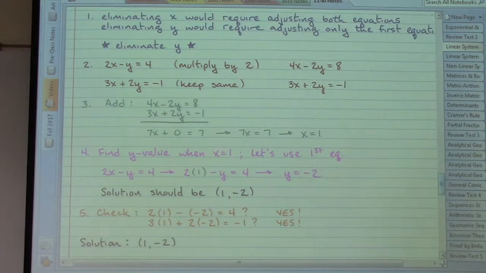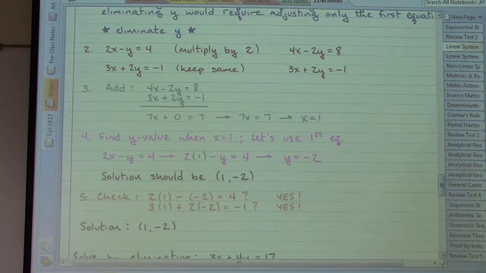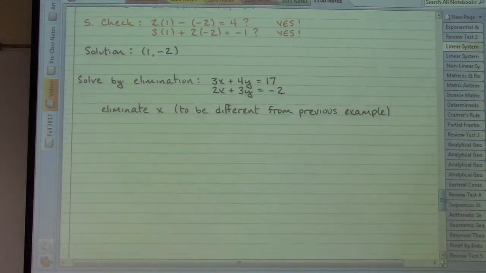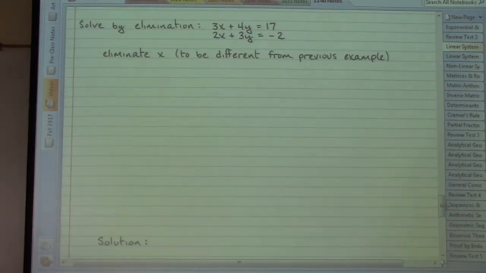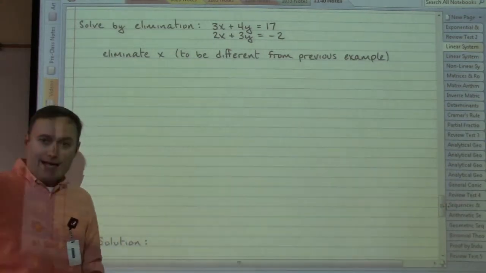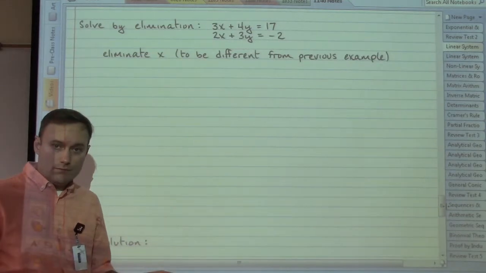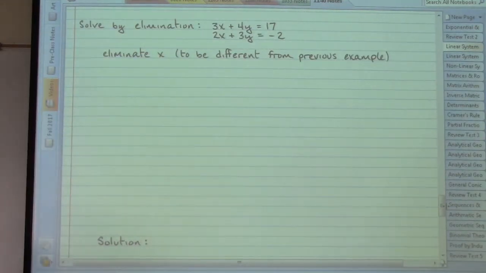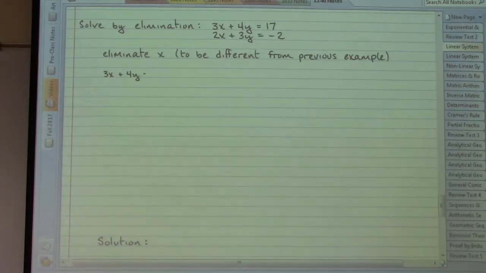Now, same kinds of steps. Take a look at another example here. Just to be different from the previous example, let us eliminate the x this time. So for no other reason than to just have a different example than the one that we just finished. We're going to eliminate the x. That means that in this particular case, we would be looking at the 3x plus 4y equals 17, and we would be looking at the, excuse me, 2x plus 3y equals negative 2.